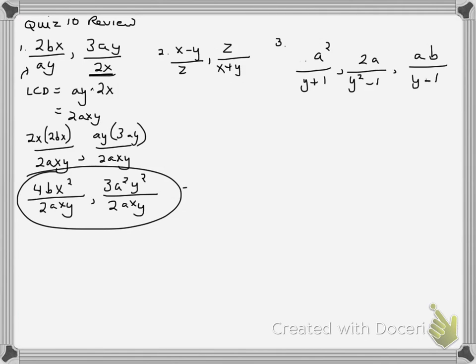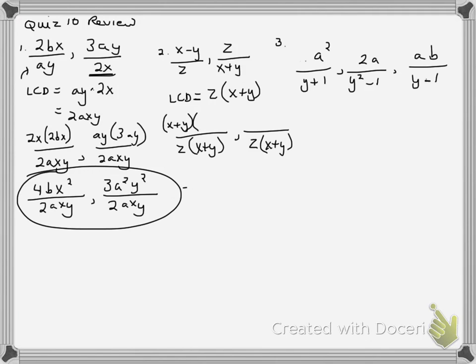Now for this next one, I've got pretty much the same thing. My least common denominator will be, looks a little messier, but it's not really that much different, the z times the quantity x plus y. So that will be my denominator in both cases. My multiplier in my first fraction: I already have the z, so I need an x plus y times the numerator that's already there. And I need to do FOIL for that.